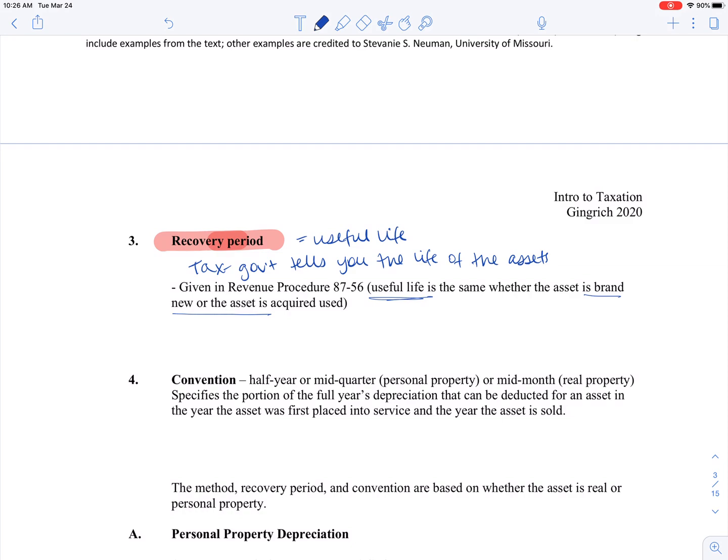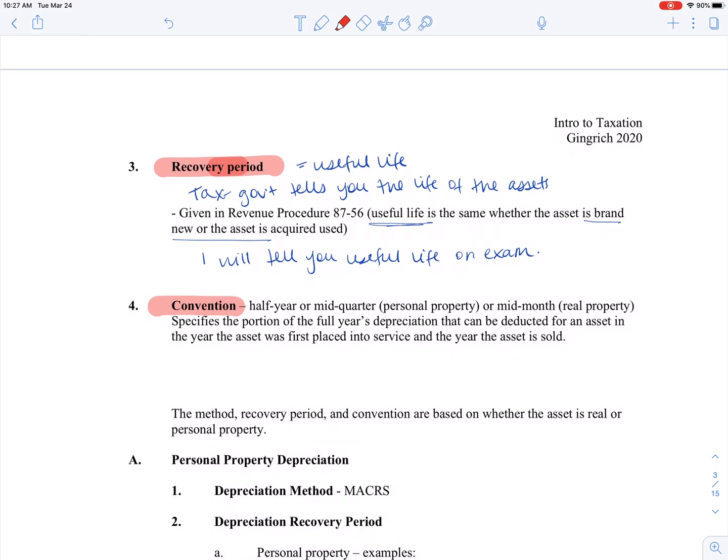All right, for purposes of our class, I will tell you this on the exam. I'll tell you the useful life. On the CPA exam, you won't be able to do that, or they won't tell you that. You'll be expected to know. All right, then the 4th component that we have to know in order to calculate depreciation is the convention. So convention is a new term for us. Convention is meant to simplify the calculation of depreciation.